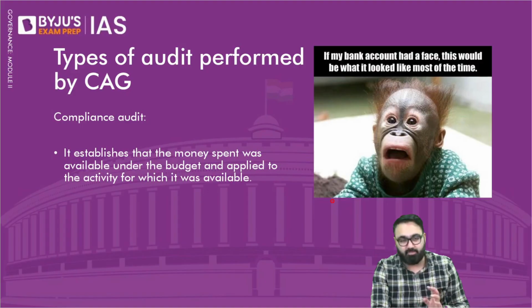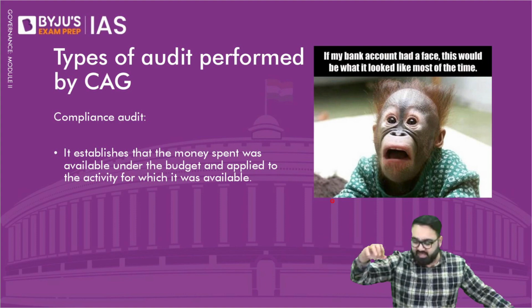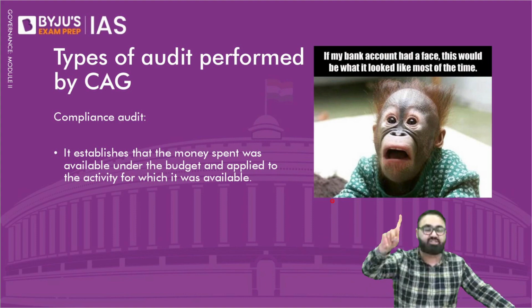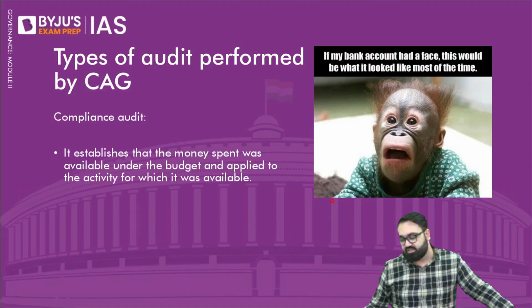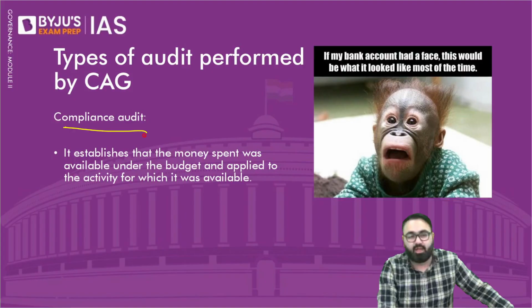Please listen to these one by one. Out of all these audits, the most important is the last one that we will discuss. But the CAG usually conducts all these audits. The first type of audit that the CAG conducts is called compliance audit. What do you mean by compliance audit?